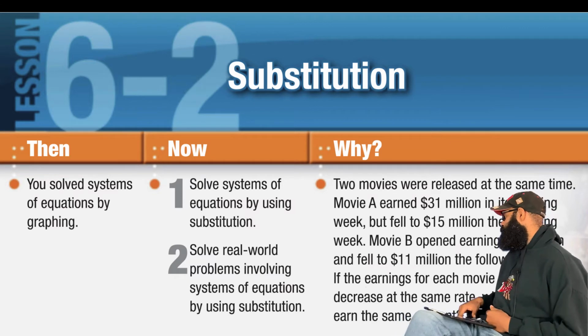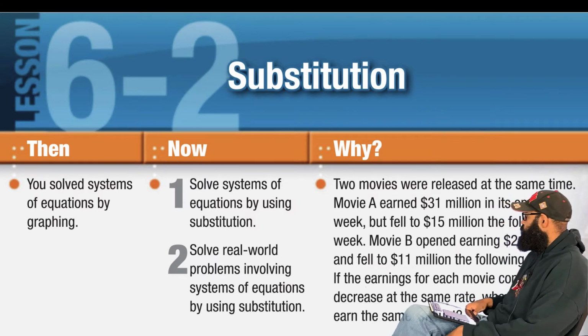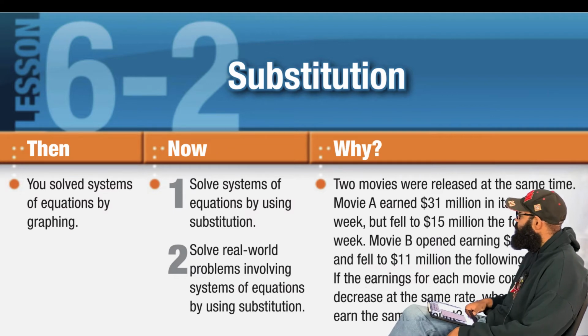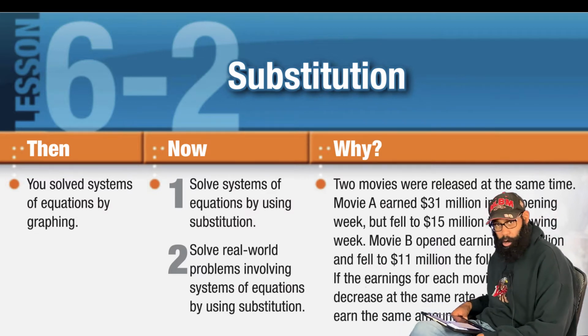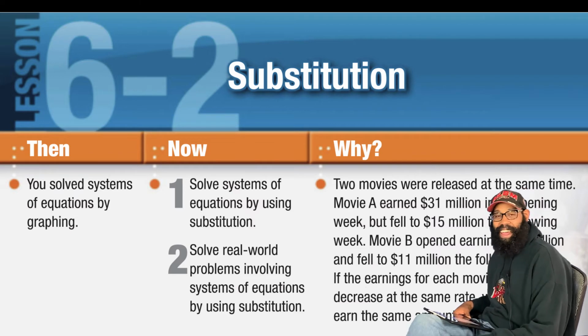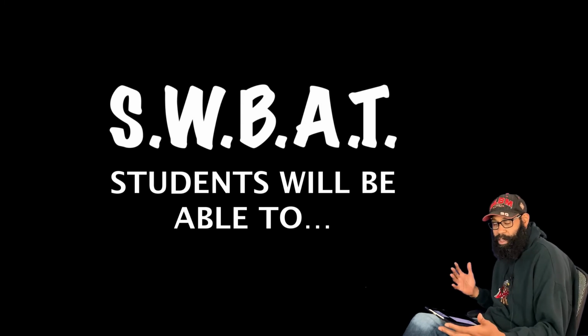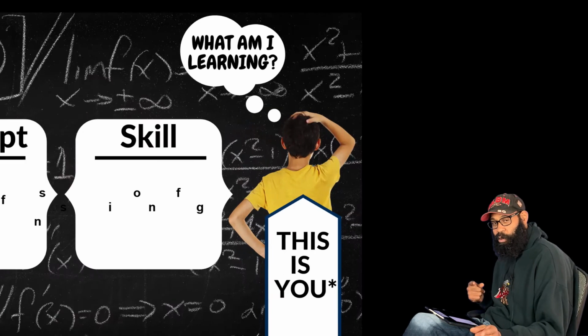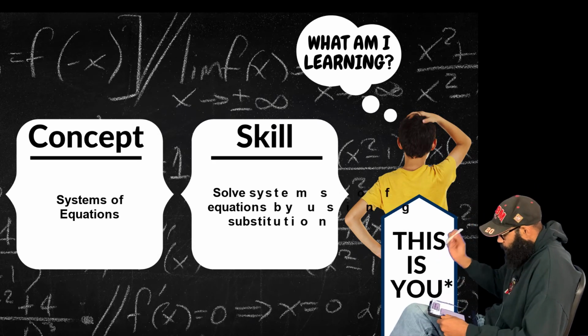You guys already know, chapter 6, lesson 2. Learning objective: solve systems of equations by using substitution. And number 2: solve real-world problems involving systems of equations by using substitution. Word problems. So, all right, guys, students will be able to solve systems of equations by substitution. Concept, system of equations; skill, substitution. Let's get this bad boy started.